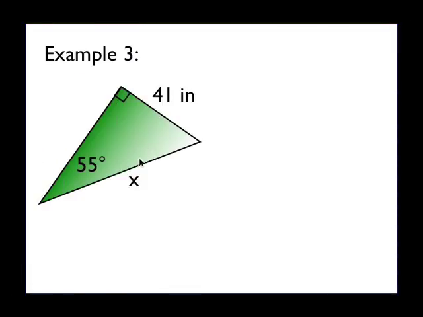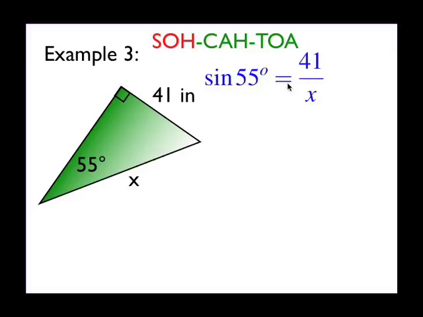And finally, we have example 3, a right triangle with an angle of 55 degrees, opposite side of 41 inches, a hypotenuse of x, and then this would be the adjacent side. According to our SOHCAHTOA rules, we will be using sine for this example because we have the opposite and we want the hypotenuse. So the setup is the sine of 55 degrees equals 41 over x.